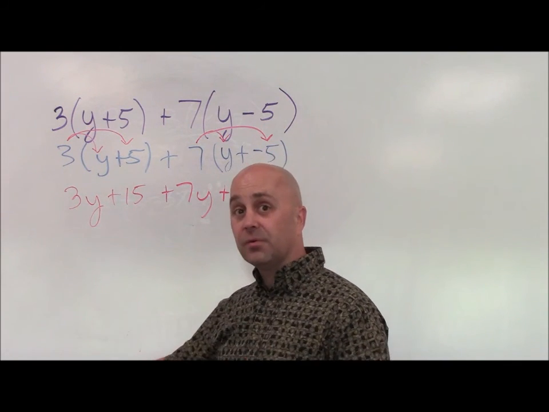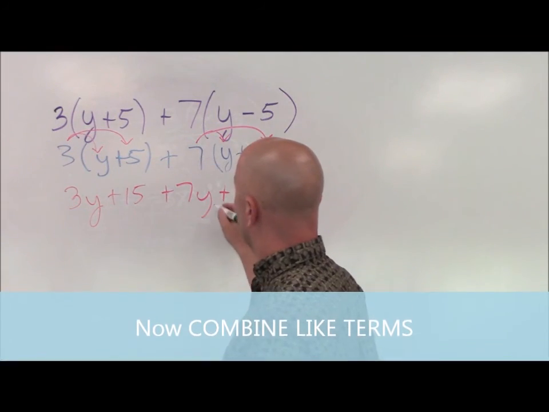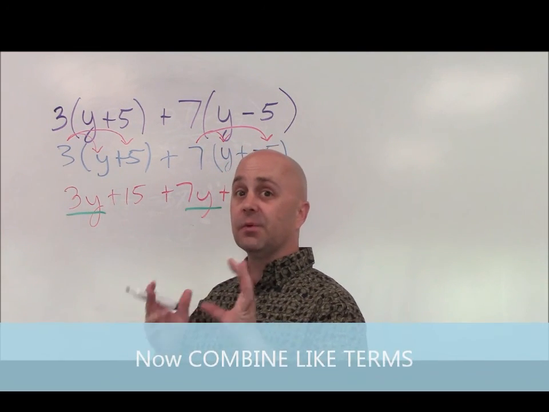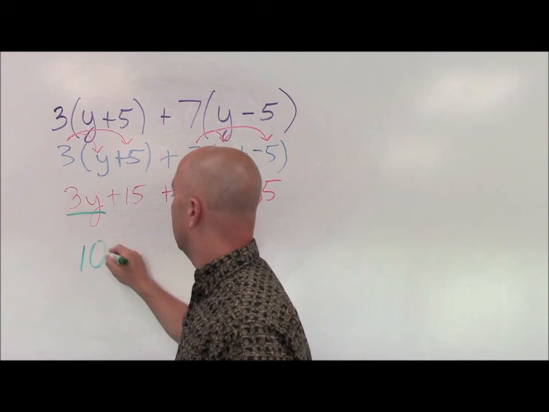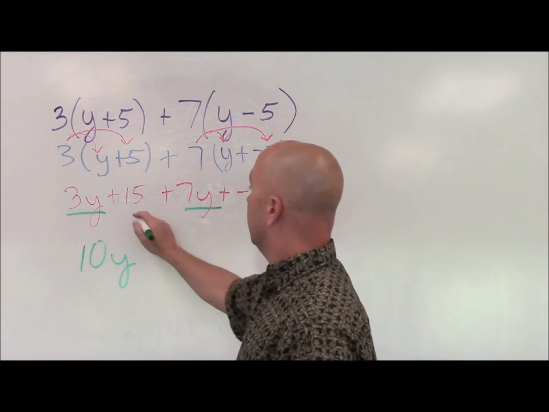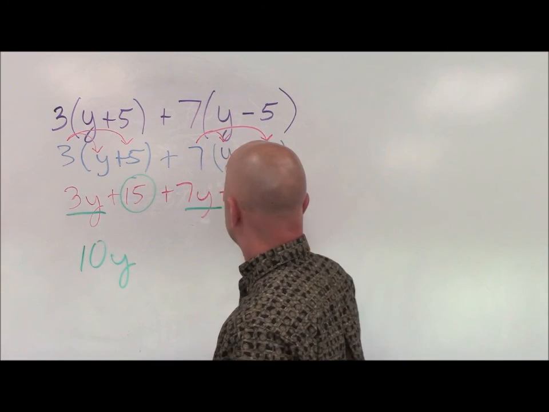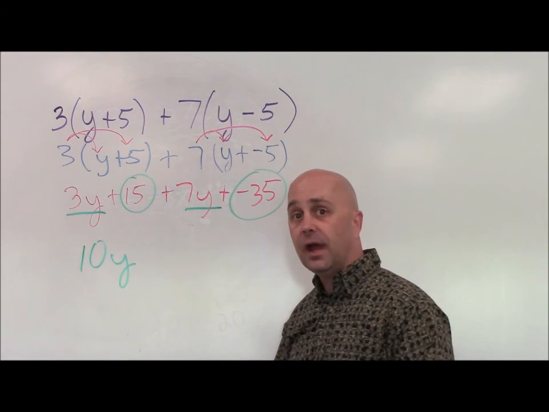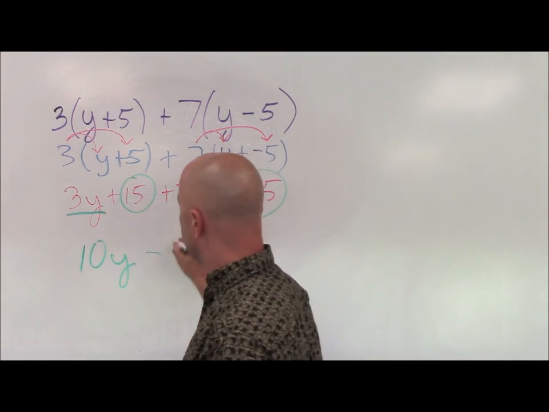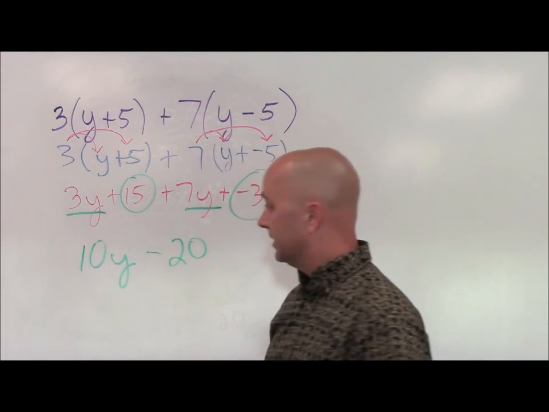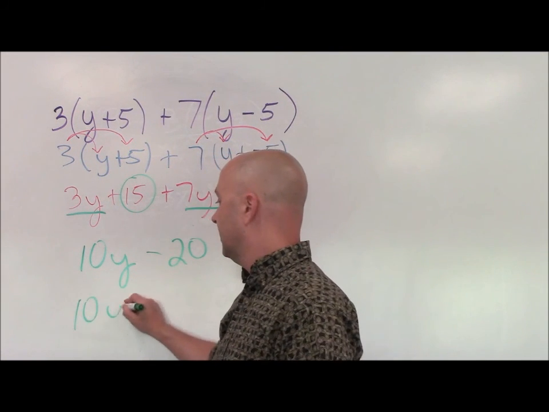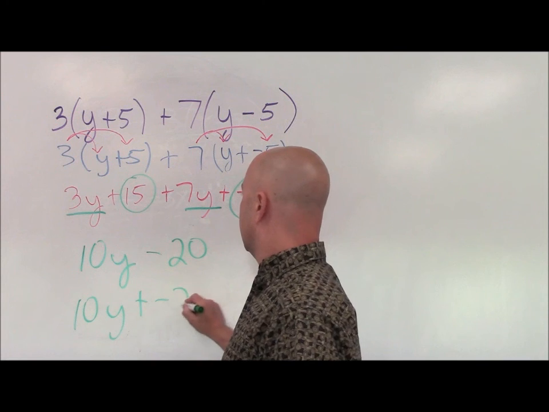Then we start looking for things that are alike. So I notice right away I've got 7y and 3y. If I combine those together because they're like terms, I get 10y's. 3y's plus 7y makes 10y. And then we get 15 plus negative 35. And if I have $15 but I spend $35, I believe I'd be down 20. So I have minus 20. So 10y minus 20 is my final answer. But of course, you can still write that 10y plus negative 20.